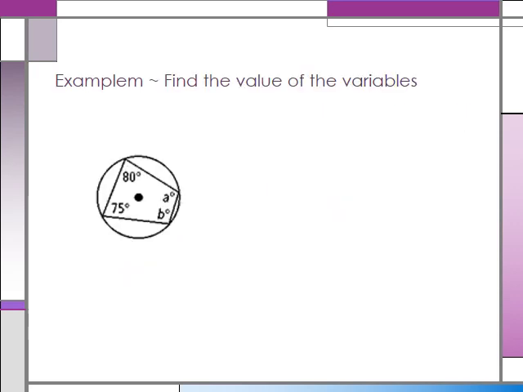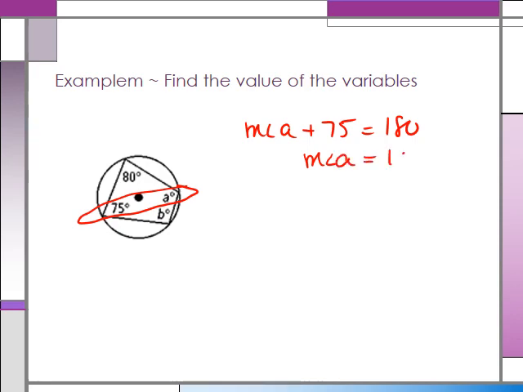Okay. So let's find the value of these variables. So A and 75 are opposite. So I know that the measure of angle A plus 75 is going to be 180 degrees. So if I subtract, then the measure of angle A will be 105 degrees.